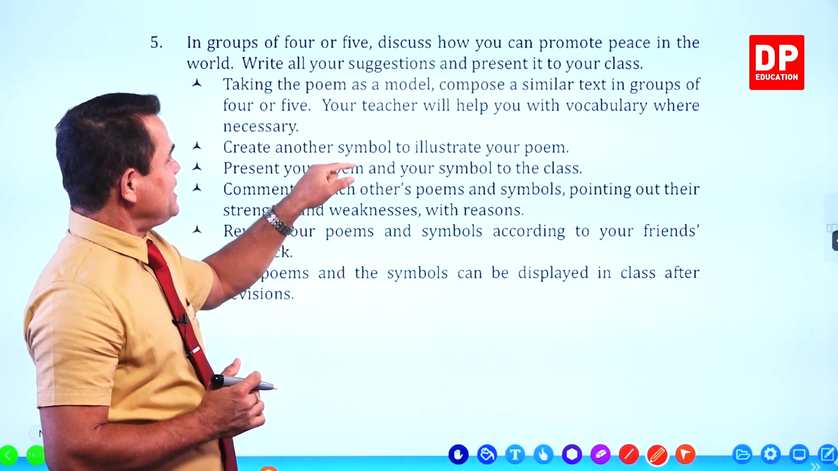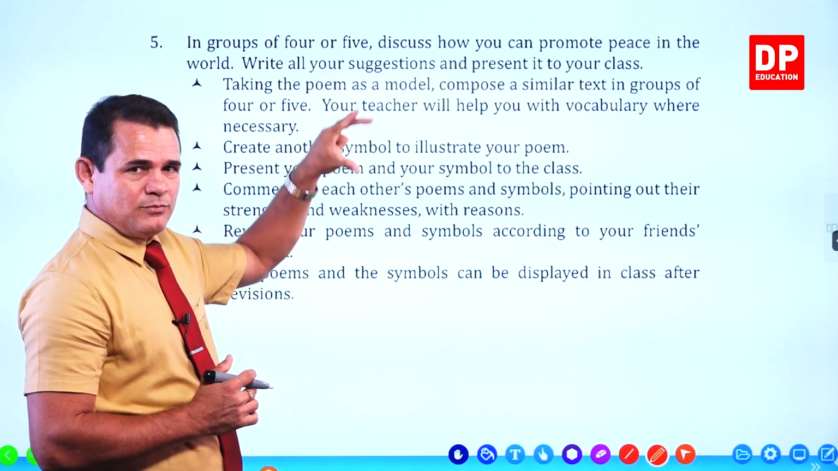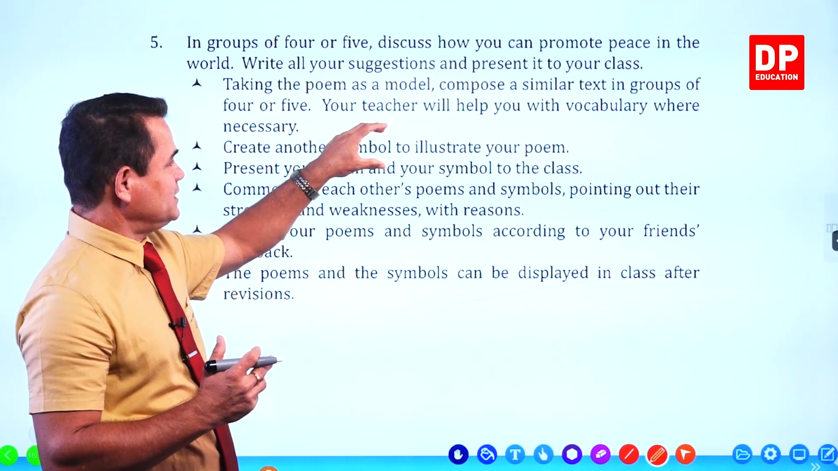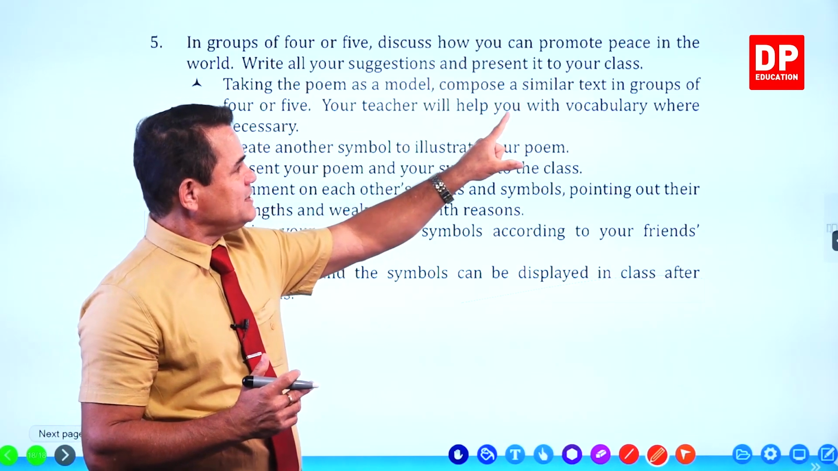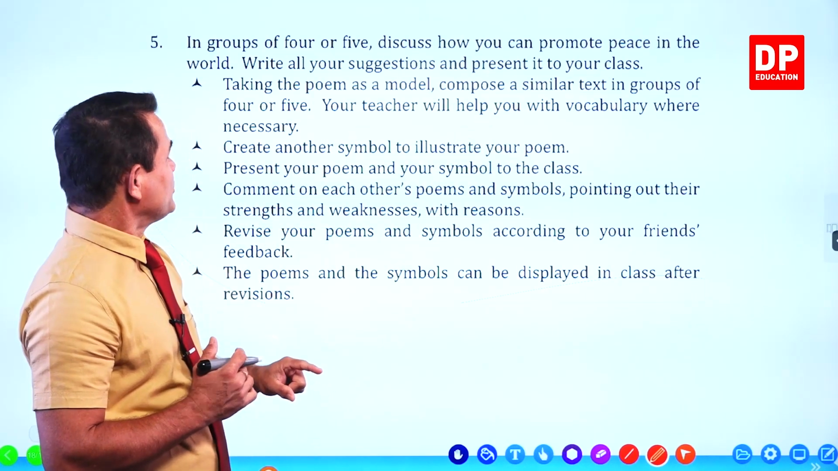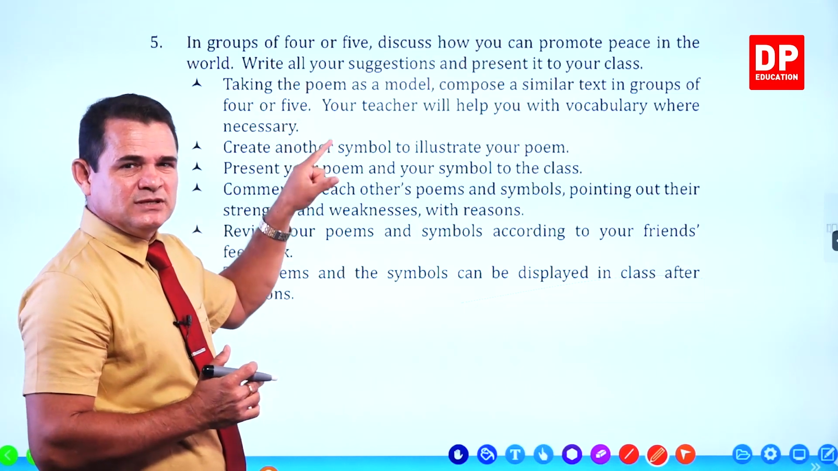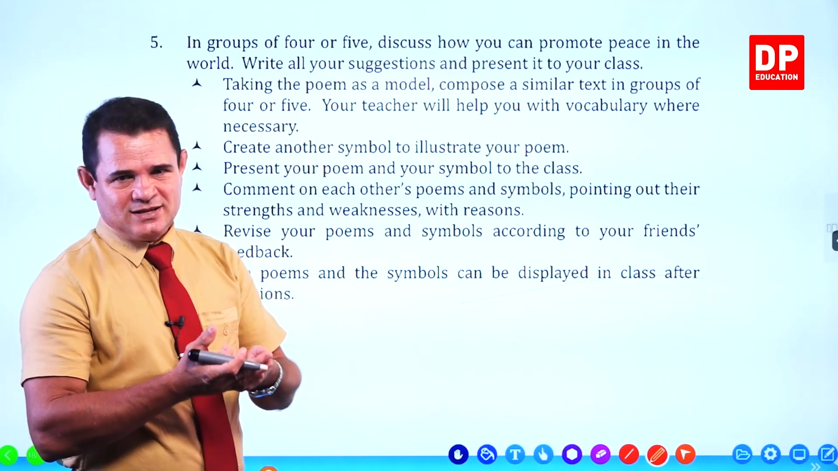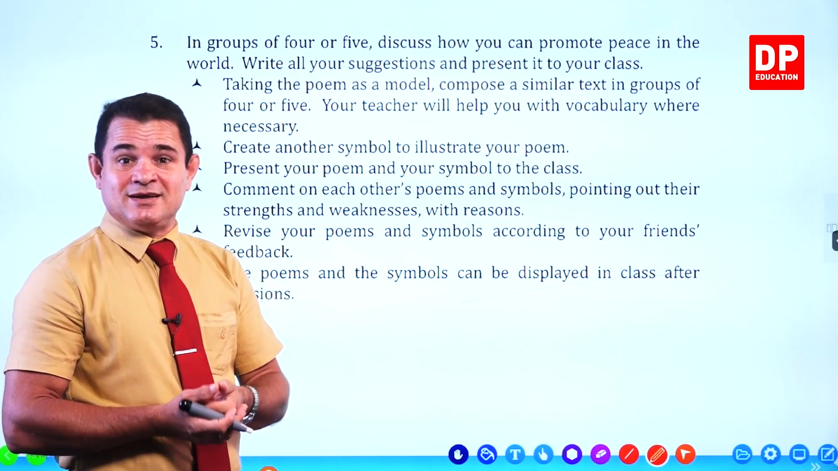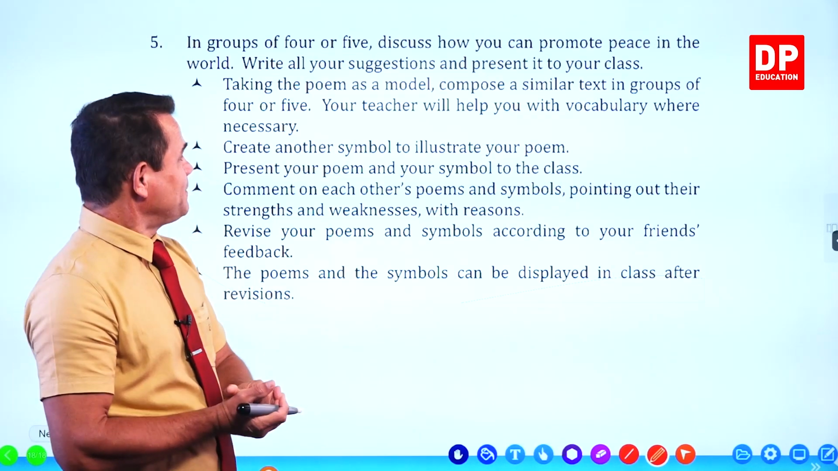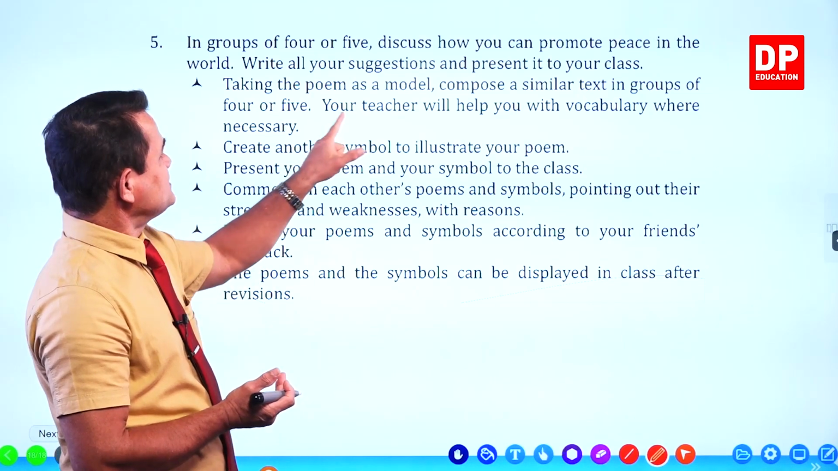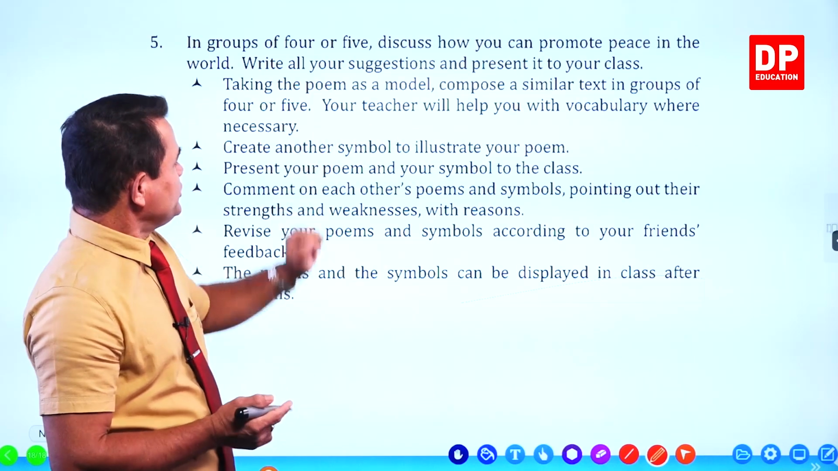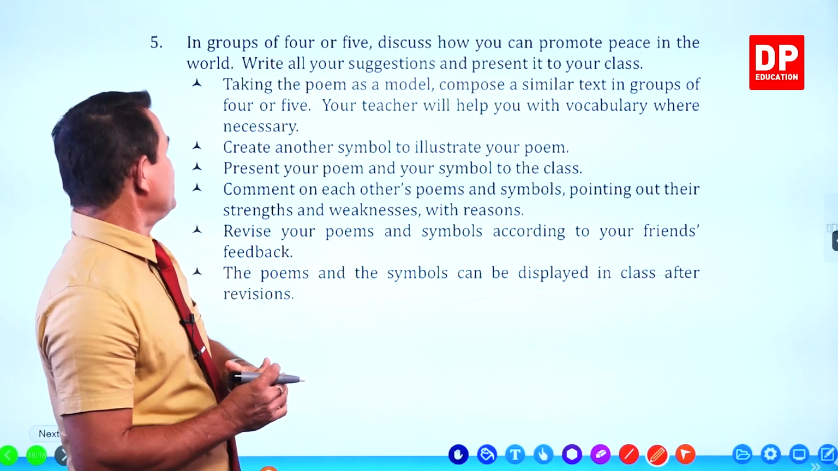Taking the poem as a model. Now the poem that you read earlier, take it as a model and compose a similar text in groups of 4 or 5. Similar text. You also write a small poem, together in a group. Your teacher will help you with vocabulary when necessary.